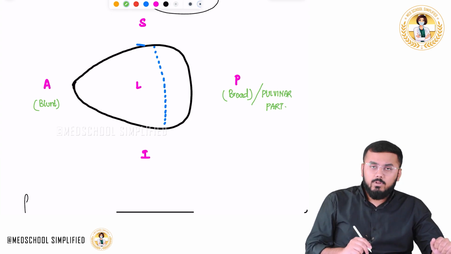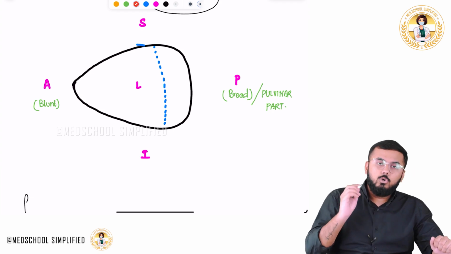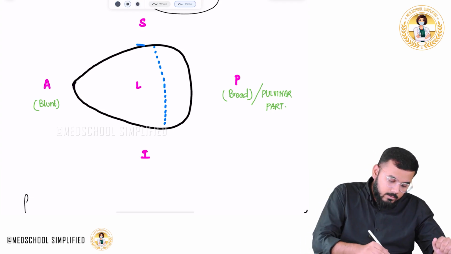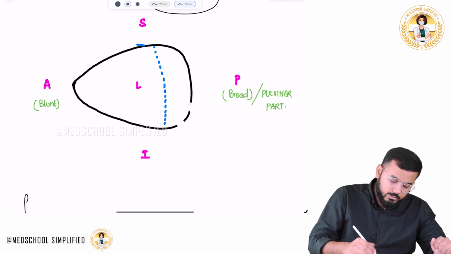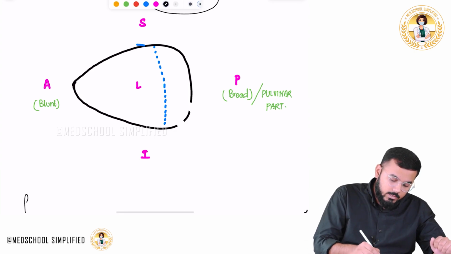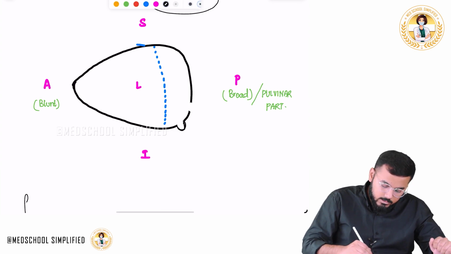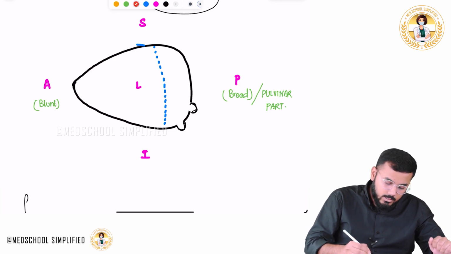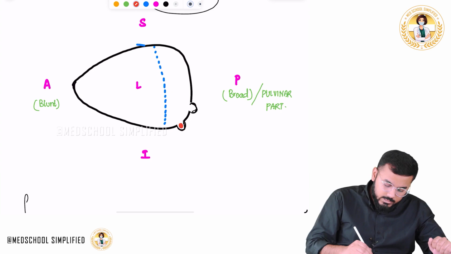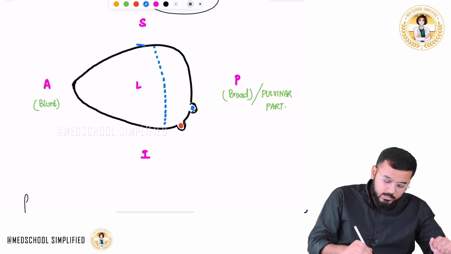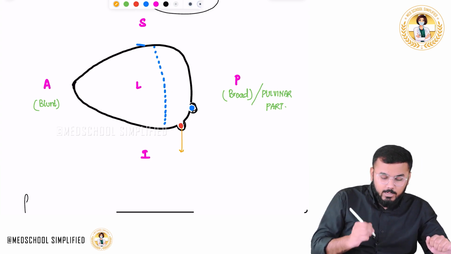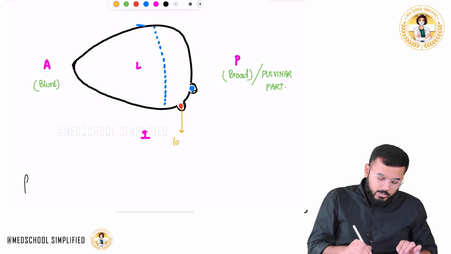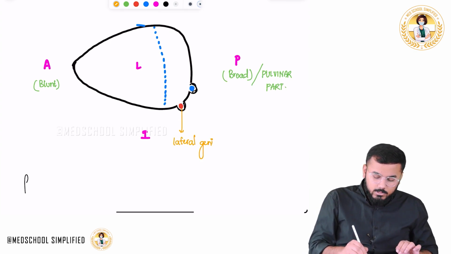Now to this pulvinar part, or this posterior part, you have two important structures. This is one important structure and this is another important structure over here, like this. This important structure which you can see here, and there is a blue colored structure also which you can see over here, this is called the lateral geniculate body.